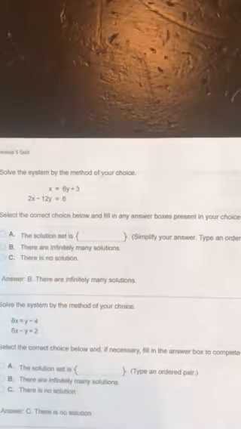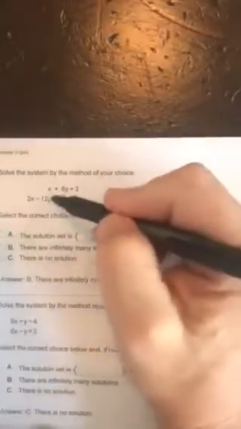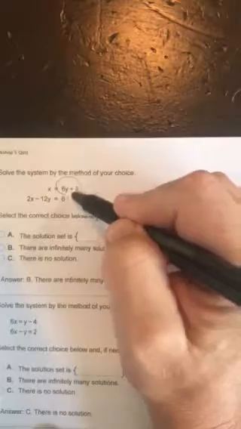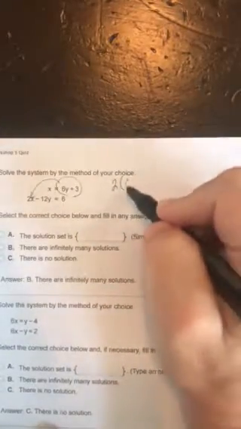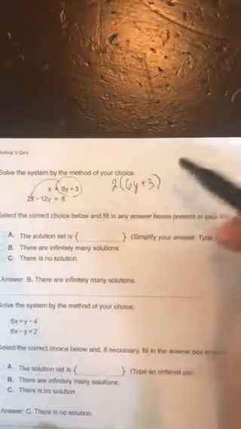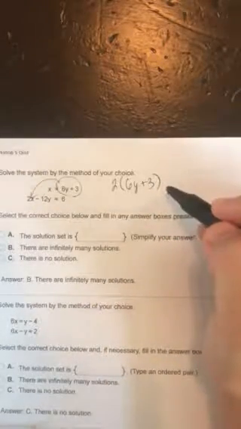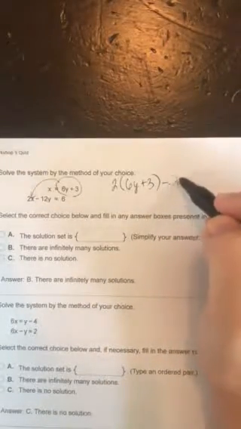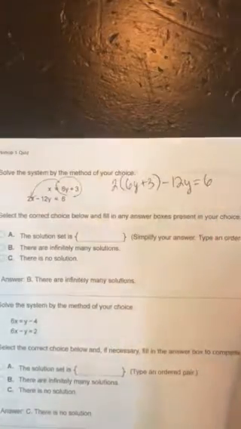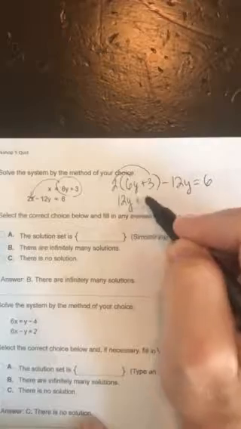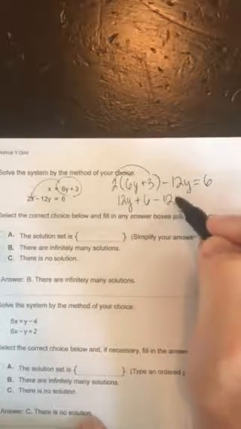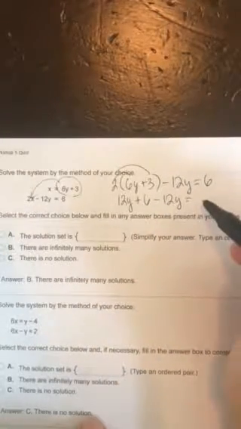Again, this one says any method. So this one is an obvious substitution one for me because x is all alone, so I'm just going to take this and put it right in for the x. So I get 2 times (6y plus 3). By the way, this is number 3. Minus 12y equals 6. So I'm going to distribute and solve this. So I have 12y plus 6 minus 12y equals 6.